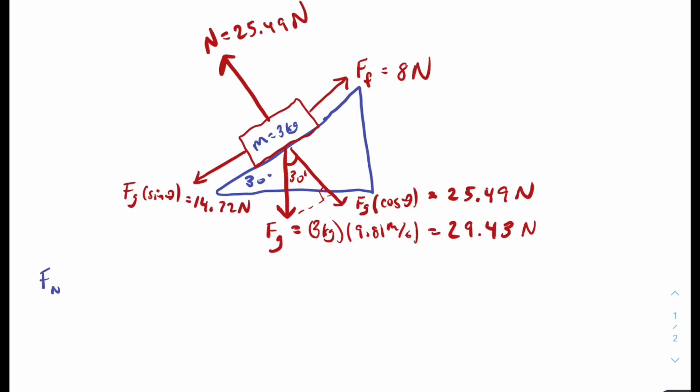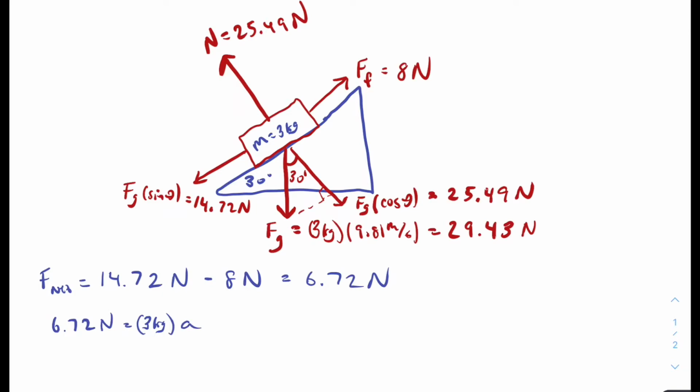By subtracting the friction force from the component of the weight that acts down the incline, we find that the net force is 6.72 newtons. Using Newton's second law, we know that this net force is equal to the box's mass multiplied by its acceleration. And solving for this acceleration, we find that it's equal to 2.24 meters per second squared.